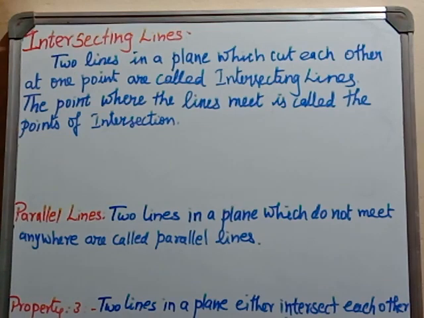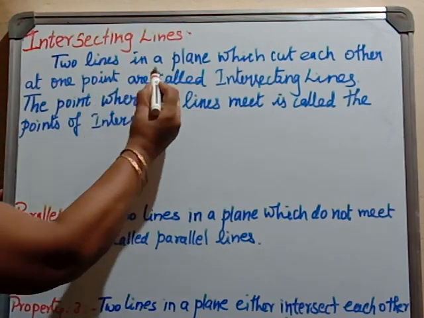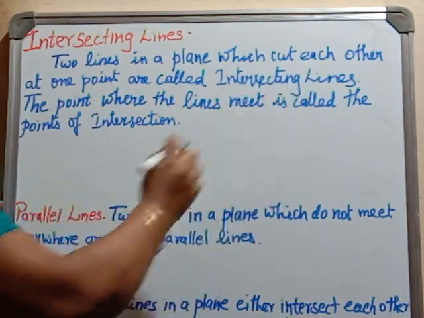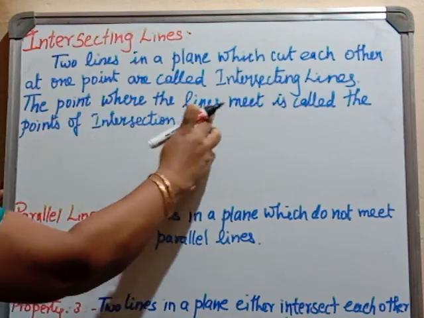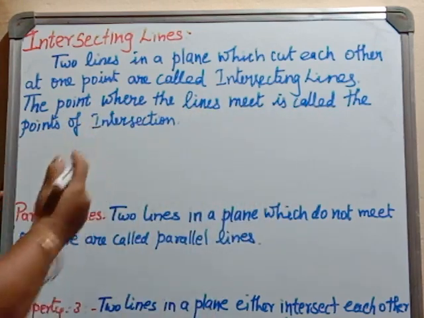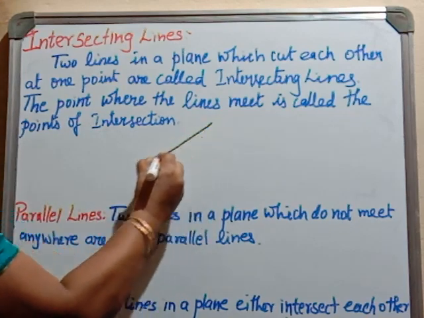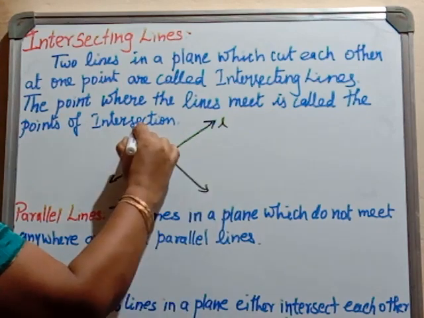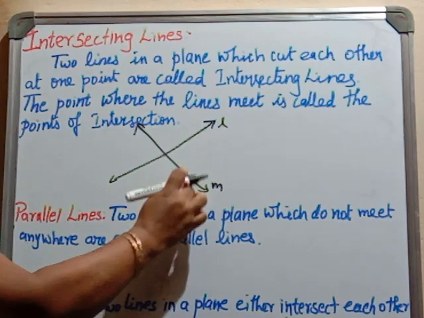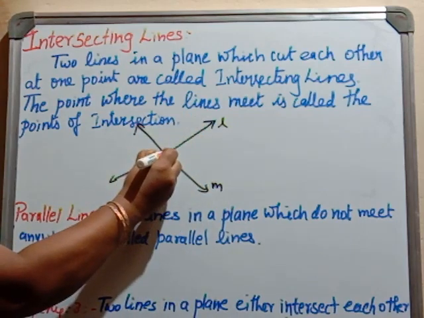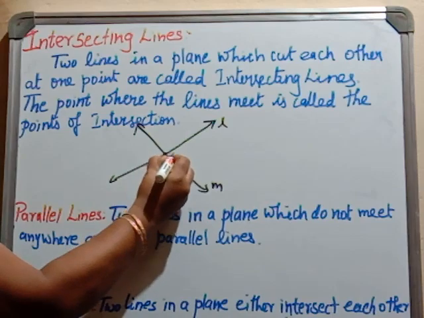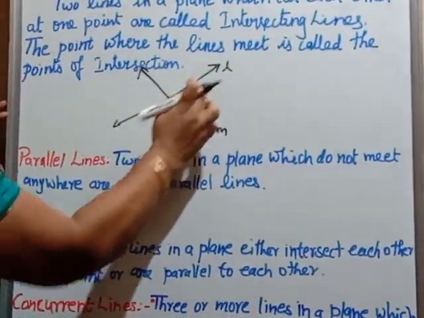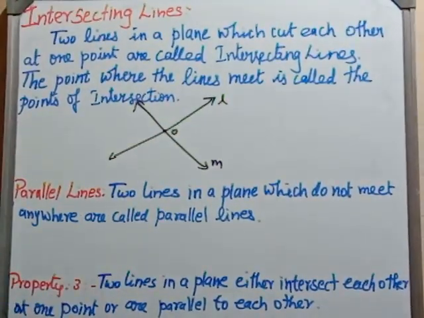Now we are going to learn about intersecting lines. 2 lines in a plane which cut each other at one point are called intersecting lines. The point where the lines meet is called the point of concurrence. Now, this is L. This is considered M. These 2 lines are L and M. They are intersecting at this one point. That point is called O. Now, these 2 lines, L and M, are called intersecting lines.